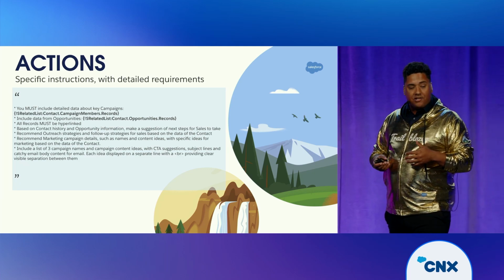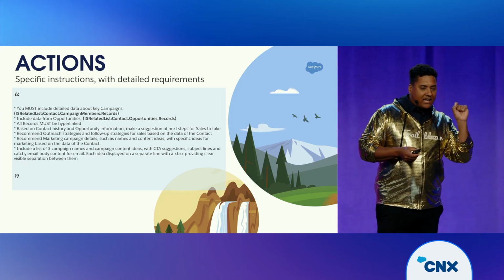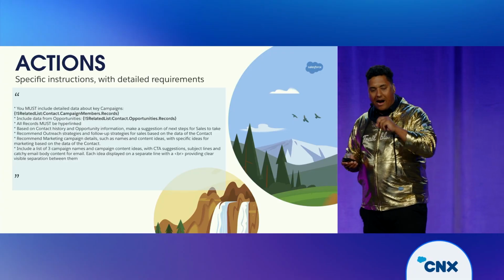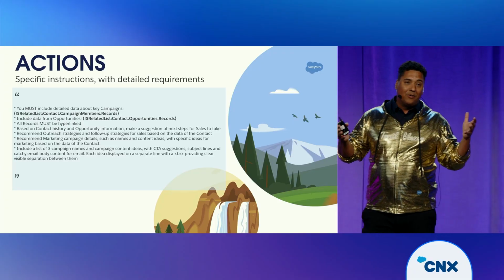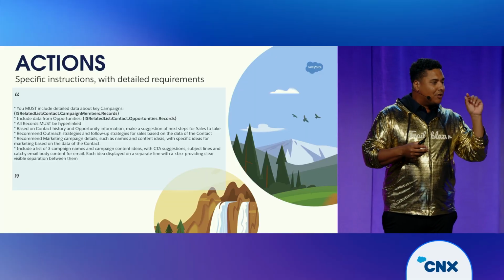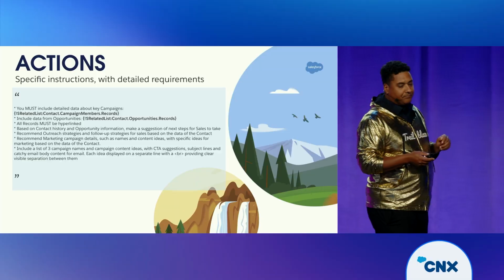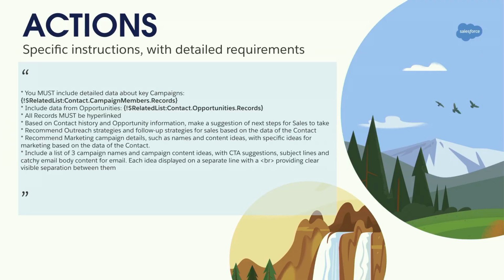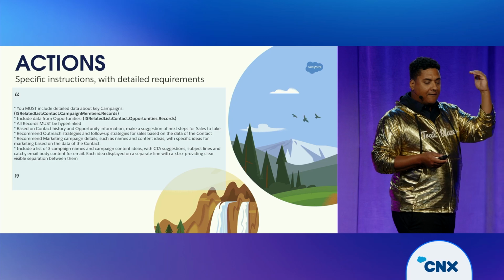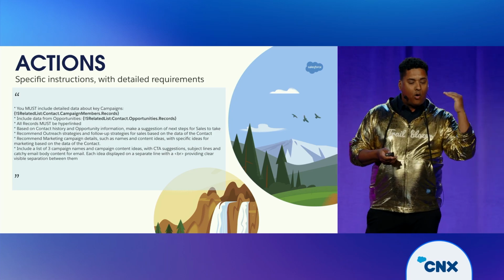Next is defining actions. So specific instructions with detailed requirements. And I'll say that again, because some of us might be doing prompts already with mediocre responses. The more specific you are with your agent, the better responses you'll get. So we're going to say must, very clear must, not you should, right? You must include detailed data about key campaigns. So we're telling it specifically what we want it to return in the prompt. And you can see here we have some of that dynamic data being pulled in, but we're making a very clear defined list of what we want it to do.